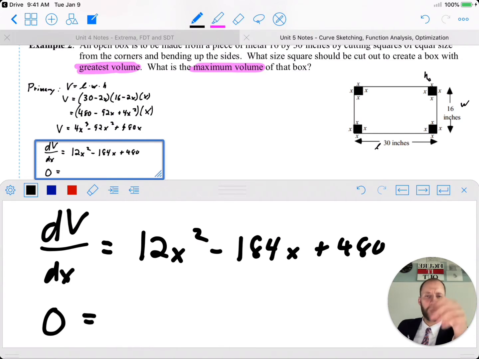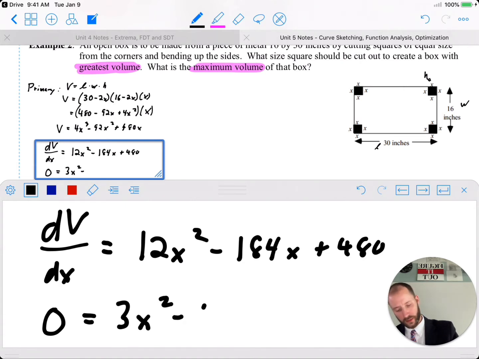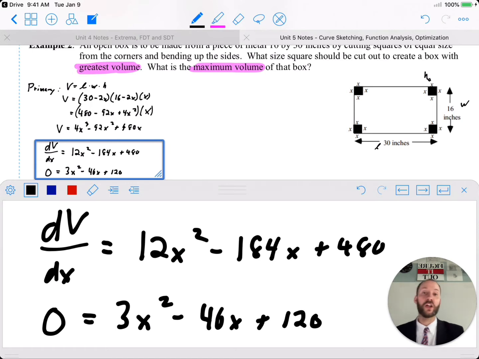So every term, 12, 184, 480, they're all, I think, divisible by 12. Check 184. Oops, my bad. They're all divisible by something other than 12. I think, boy, my mental math. Okay, it is 4. 184 can be divided by 4. So, cancel the 4 out of your terms. 3x squared minus 46x plus 120.